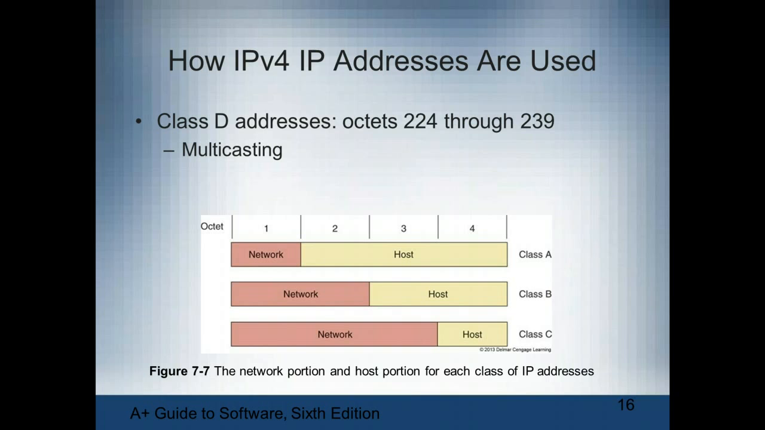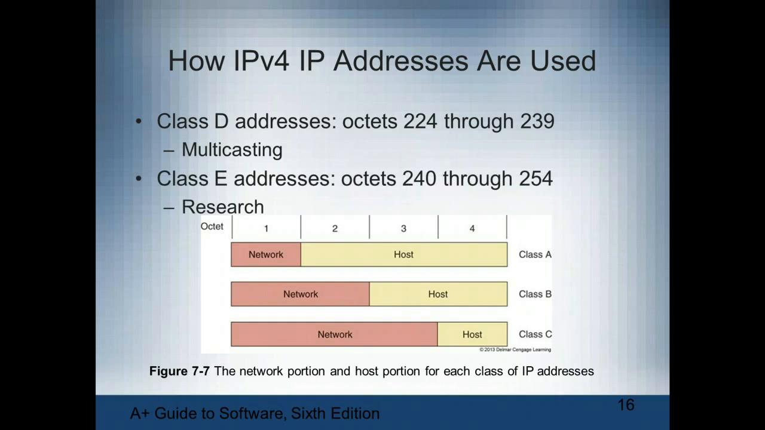We do have a Class D and a Class E. Class D is multicast. We can't use those. Those are a special category. Class E addresses are for research. I've heard all sorts of things.